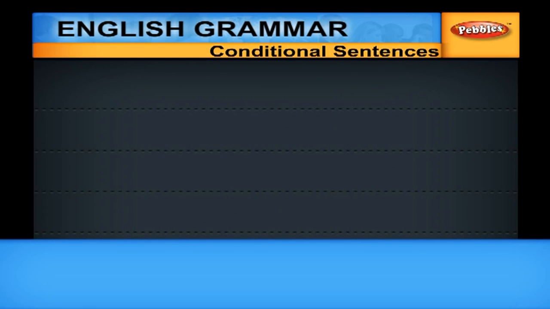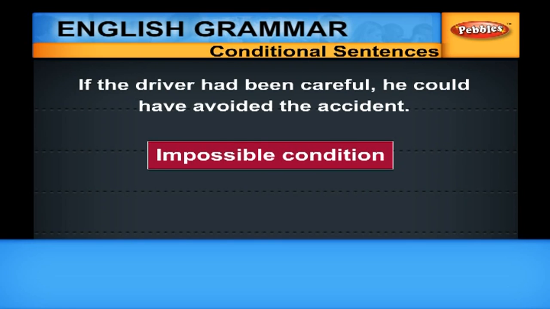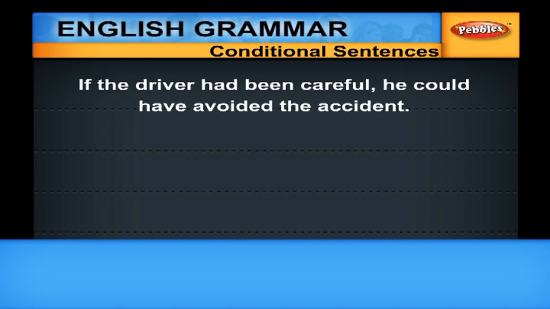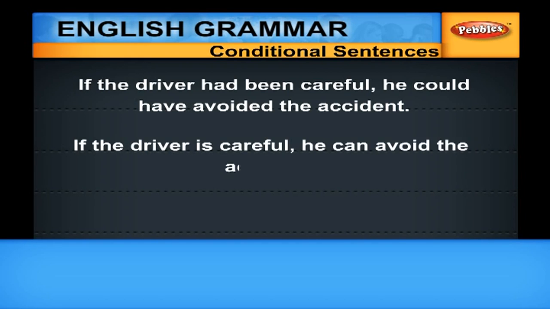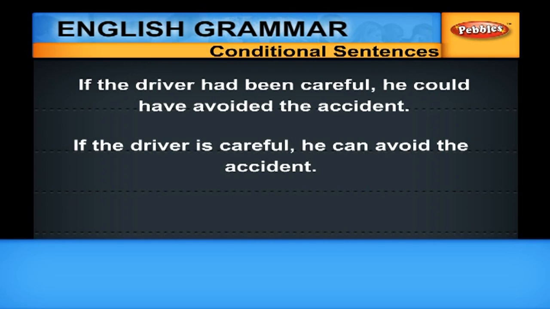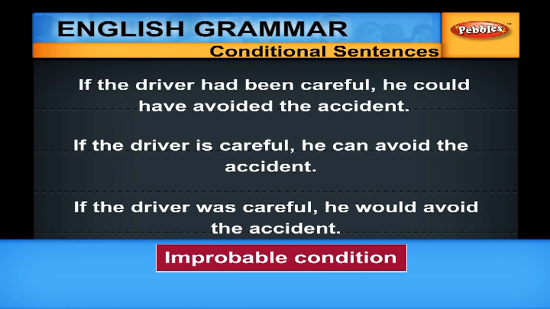Look at another example. If the driver had been careful, he could have avoided the accident. What type of condition is it? Impossible condition. How to make it into probable and improbable? If the driver is careful, he can avoid the accident. That is a probable condition. If the driver was careful, he would avoid the accident. That is an improbable condition.